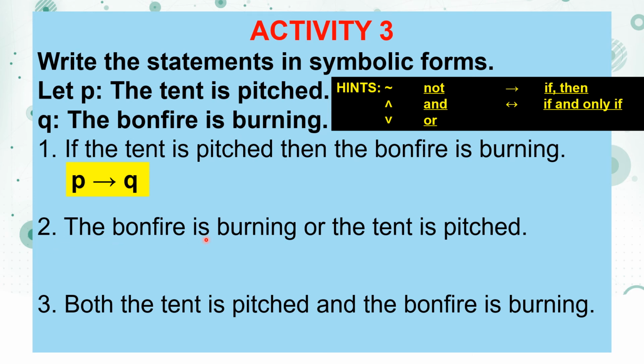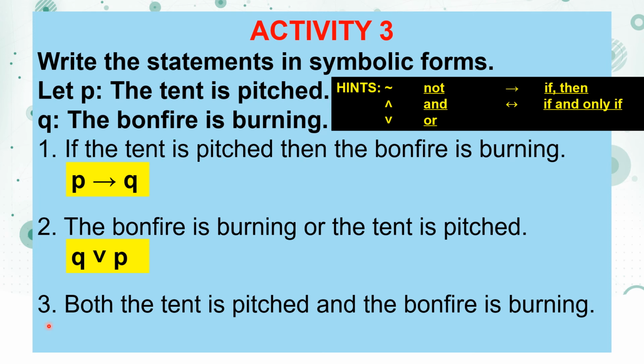Number 2. The bonfire is burning or the tent is pitch. So, yung keyword natin dito ay or. At yung symbol for or is this one, yung parang letter V. The bonfire is burning is the proposition Q. So, we write Q. At yung symbol ng or, which is parang letter V. The tent is pitch is the proposition P. So, we write P. So, we have now the symbol Q or P.